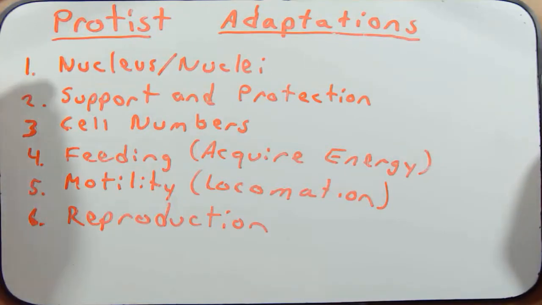We're going to talk about variations we see with the nucleus, or when there's more than one nucleus, the nuclei. We're going to talk a little bit about support and protection adaptations, cell numbers, going from single cell to clusters of cells to multicellular, the different adaptations that protists have acquired to help in feeding, that is acquiring energy, adaptations to help in motility, and adaptations for reproduction. All of these have led to the wide variety of protists that we see. But let's go ahead and get started with the discussion of the nucleus and nuclei in protists.